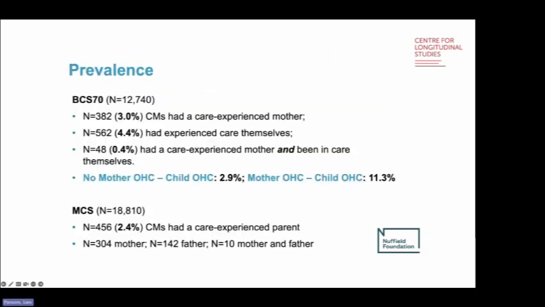So on to prevalence. In BCS70, over 12,000 mothers answered the question about their own experience, of which 3% had been in care. And amongst this sample of mothers, over 4% of their children had been in care, with a further 48 where the children had been in care and the mother had also been in care.